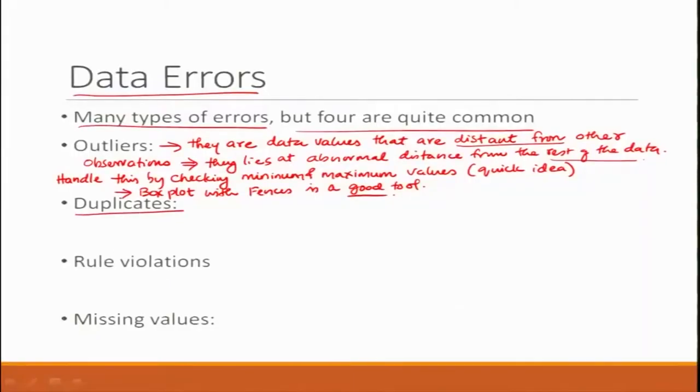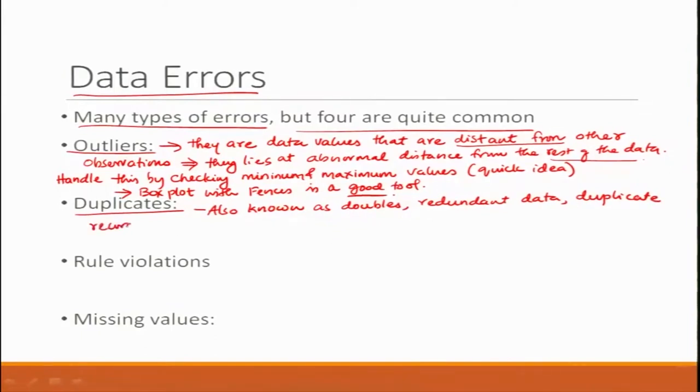The next form of issue that we are going to talk about is called duplicates. It is also known by many names, also known as doubles, redundant data, duplicate records, etc. There are many ways to talk about this.